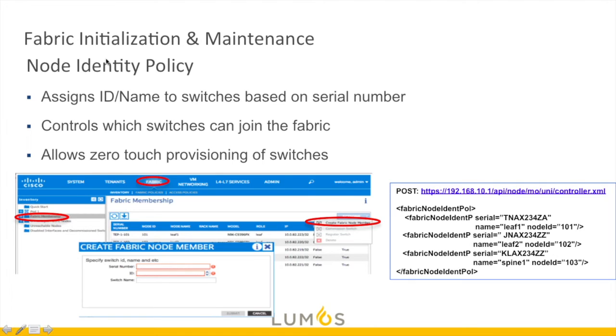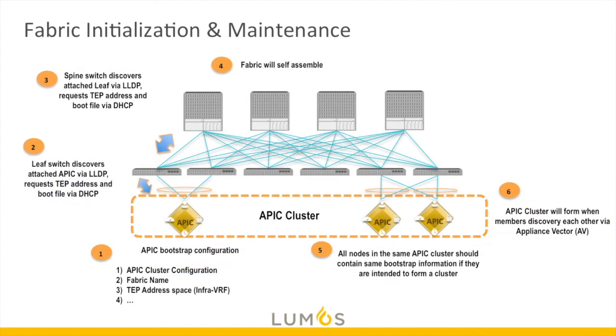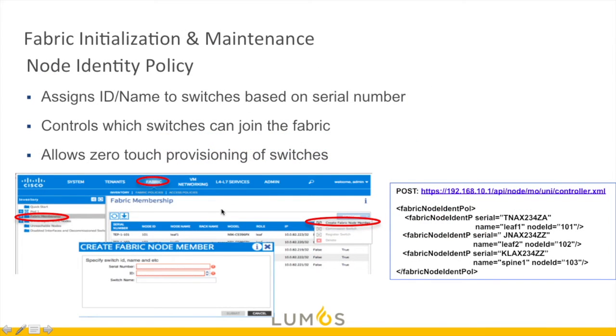So, the fabric initialization and maintenance node identity policy. We assign an ID and name to switches based on their serial number. So how do we tell which is which in this scenario? Well, we use the serial numbers. It's a good idea as you're racking and stacking these devices that you make a note of the individual serial numbers on them so that you can identify them when you're setting up the fabric membership.